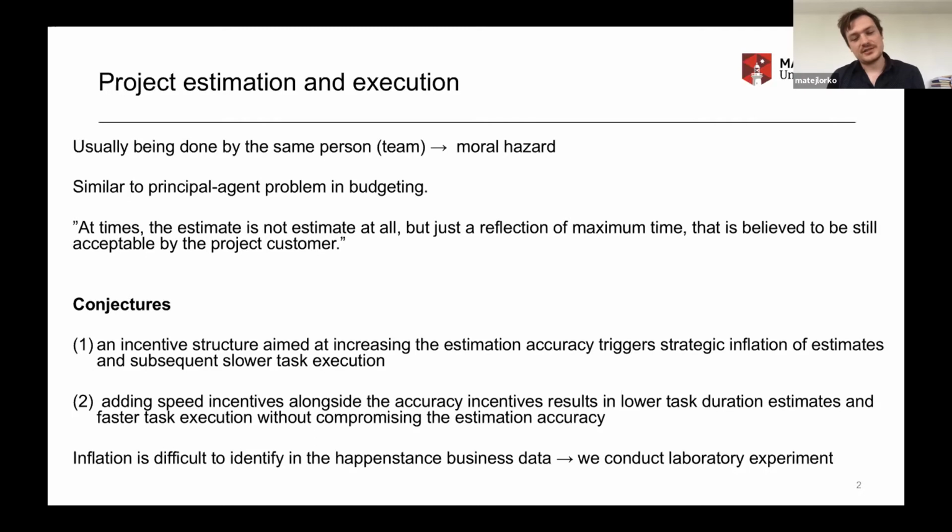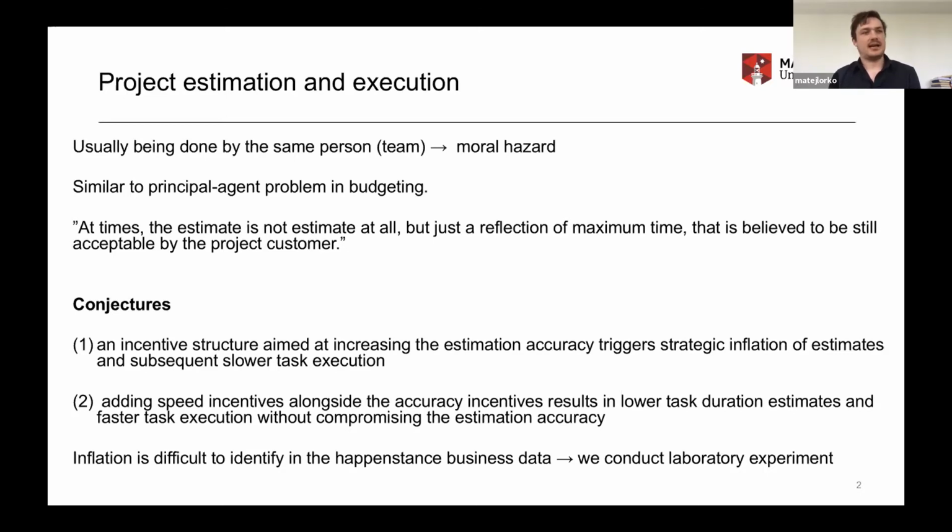So the conjectures in terms of the time dimension that we are exploring in this research, the first one: the incentive structure that is aimed at increasing the estimation accuracy, right? If you give your planners, the people that execute the project, incentives to be accurate in their estimation, you may well trigger strategic inflation of estimates, inflated schedules, and then subsequently prolonged or slower project or task execution.